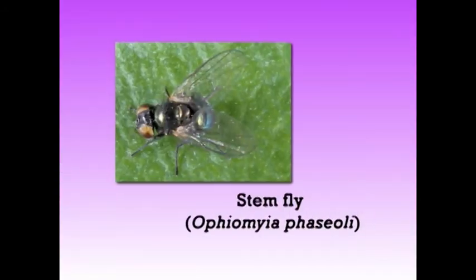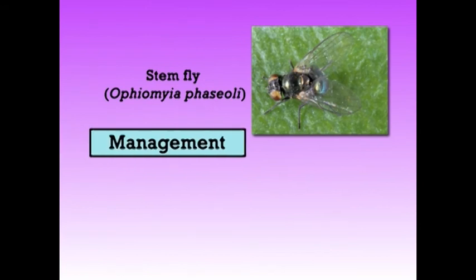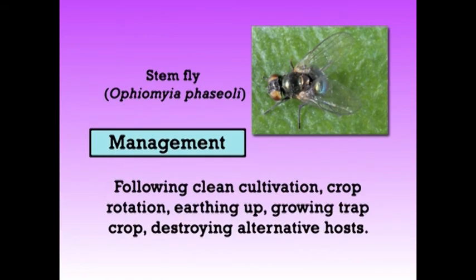Next, we will study the major insects of Mungbean as well as their management. The first one is stem fly, that is Ophiomyia phaseoli. This can be managed by following clean cultivation, crop rotation, growing trap crop, and destroying alternative hosts.